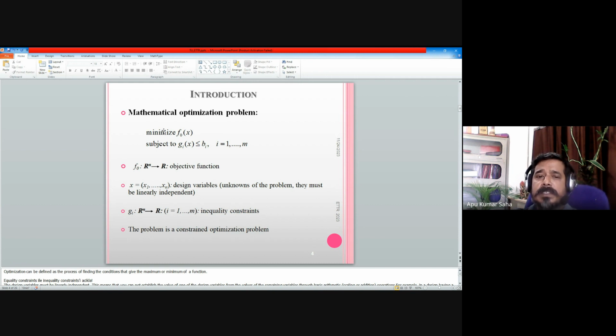This minimization of f(x) is known as our objective function. And this is g_i(x) less than or equal to b_i, a less-than-or-equal-to type of constraint. Since x is a vector of variables, f0 is a mapping from R^n to R. Similarly, g_i is a mapping from R^n to R. Whenever there is a constraint in a problem, we refer to it as a constrained optimization problem. Otherwise, it is an unconstrained optimization problem.